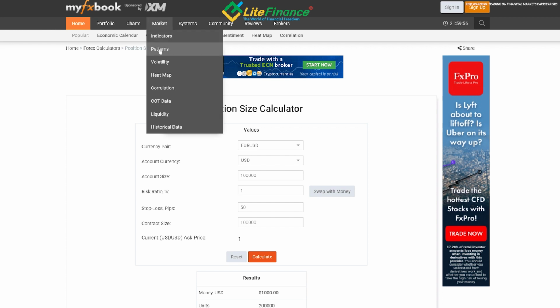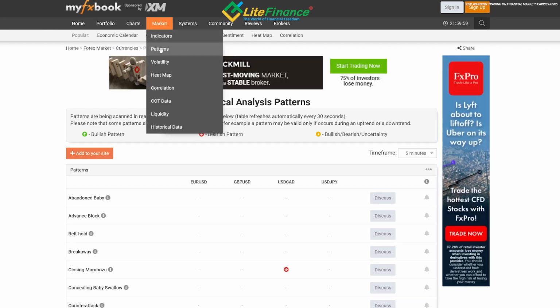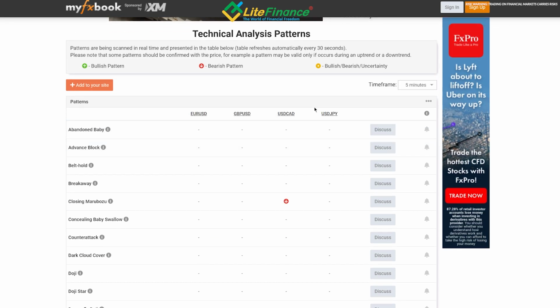The next interesting thing is for all of the candlestick chart pattern lovers, and it is the scanner of the candlestick patterns. You go to the markets tab, click on patterns, and you choose here. This tool scans all the currency pairs chosen by you on the particular time frame, and scans for the particular candlestick chart pattern. I think this is a very interesting tool.